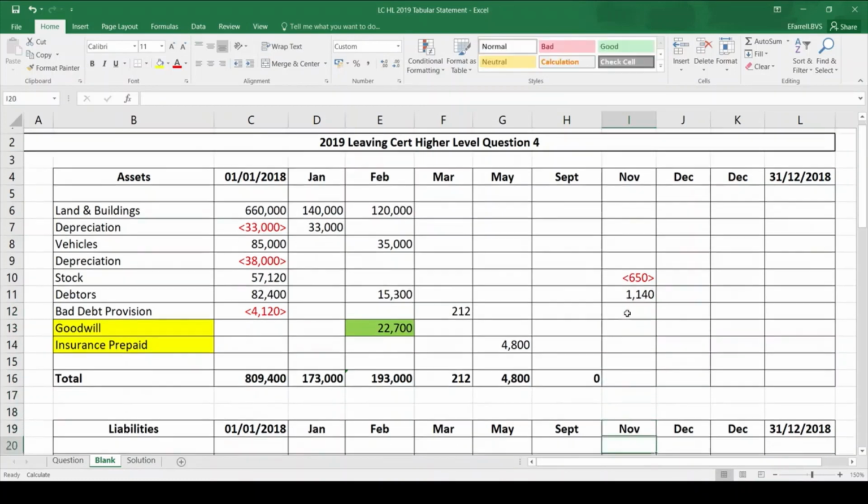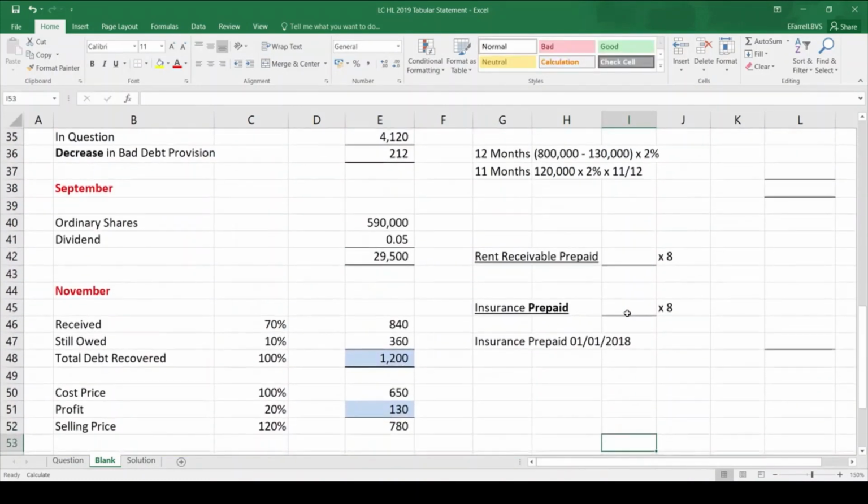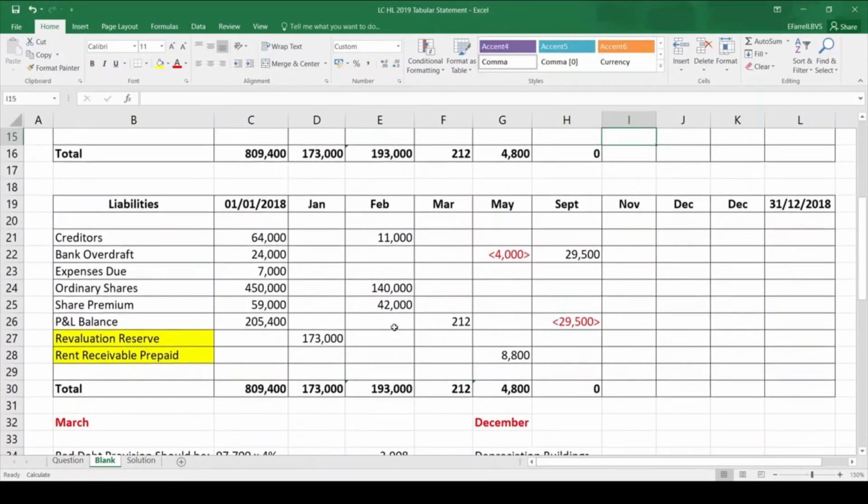The bank overdraft is going to go down by the amount of money that we actually received. So we can see here, we actually received €840. So the bank overdraft is going to go down by €840.